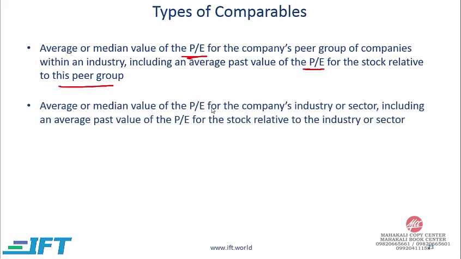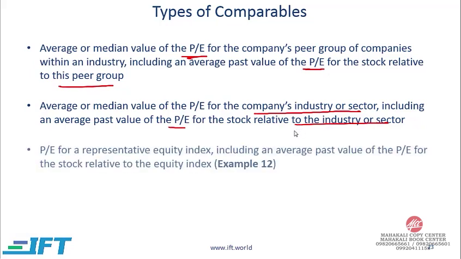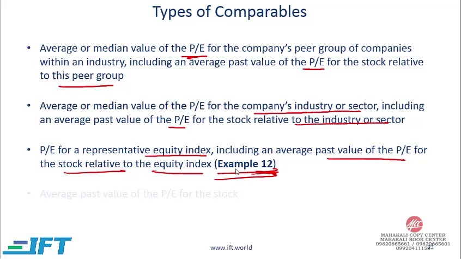Average or median value of the PE for the company's overall industry or sector. So rather than just picking some companies from the industry, just having a well-defined peer group, you take a number for the overall industry or sector, including an average past value of the PE for the stock relative to the industry or sector. And then you can also take a PE for a representative equity index, including an average past value of the PE for the stock relative to the index. At times you might just want to compare with the index. A relatively straightforward example is this one, number 12. I'll not cover it, but you can read it if you have time.